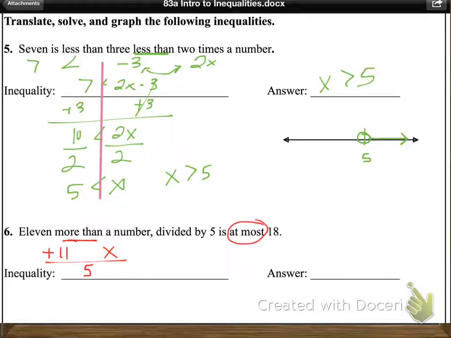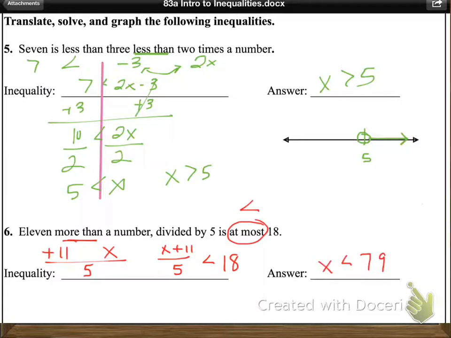What does at most mean? Okay, at most means that it cannot be greater than 18. So essentially this needs to be less than 18. Okay, so let's put all that together in our inequality, and we end up with x plus 11 divided by 5 is less than 18. Okay, so I'm going to give you a second on your own to solve that. Go ahead and pause the video for a second, solve that one on your own, and then check your answer.